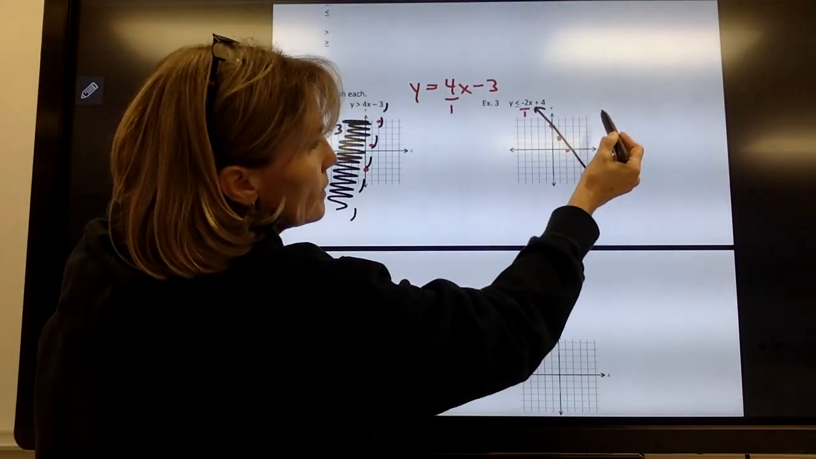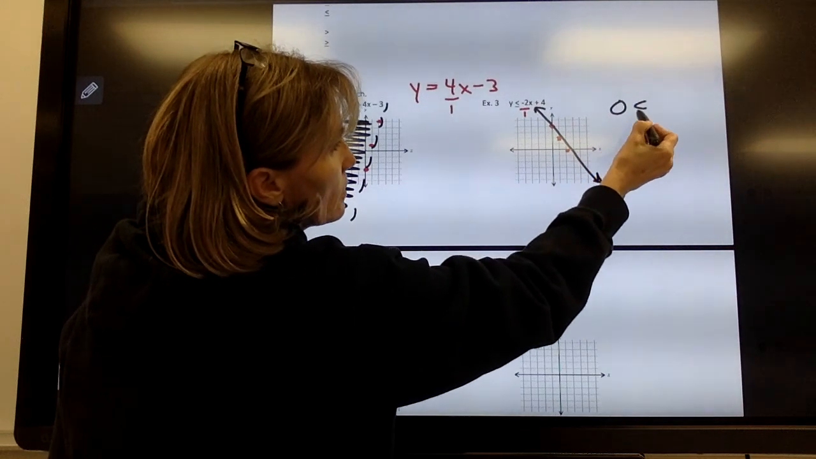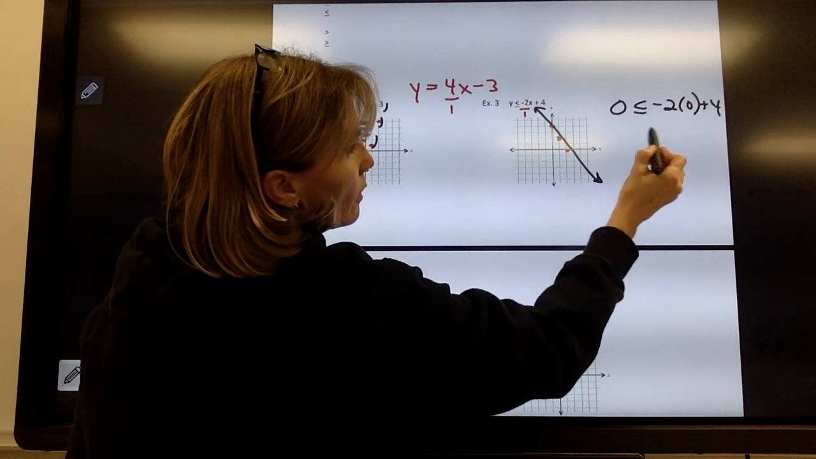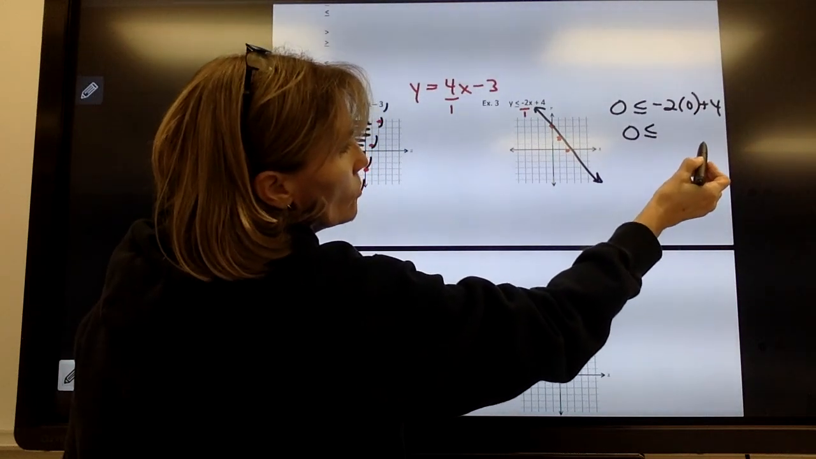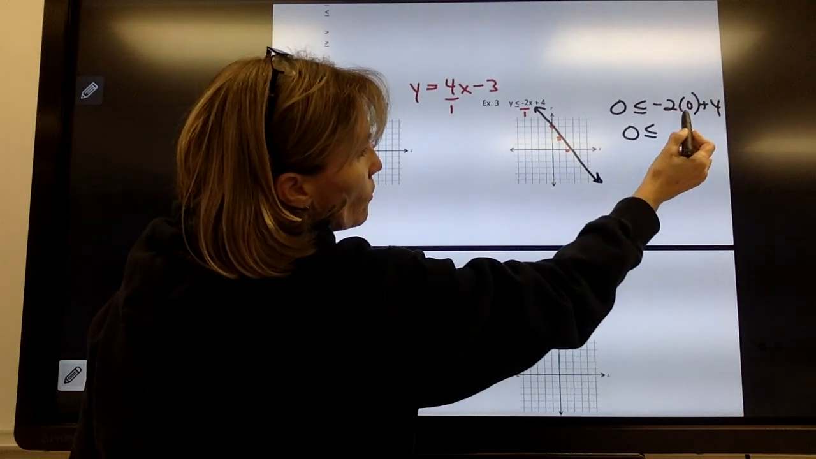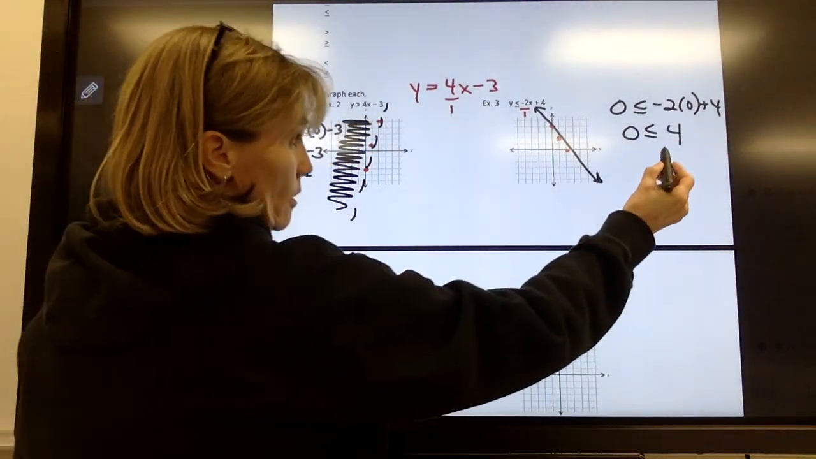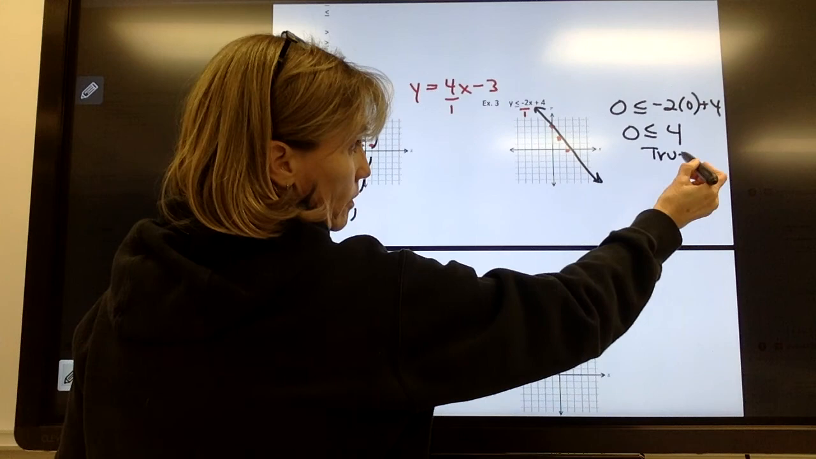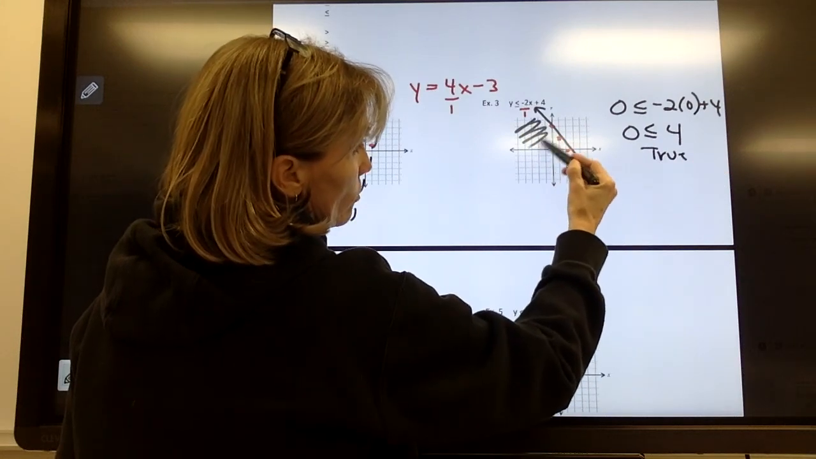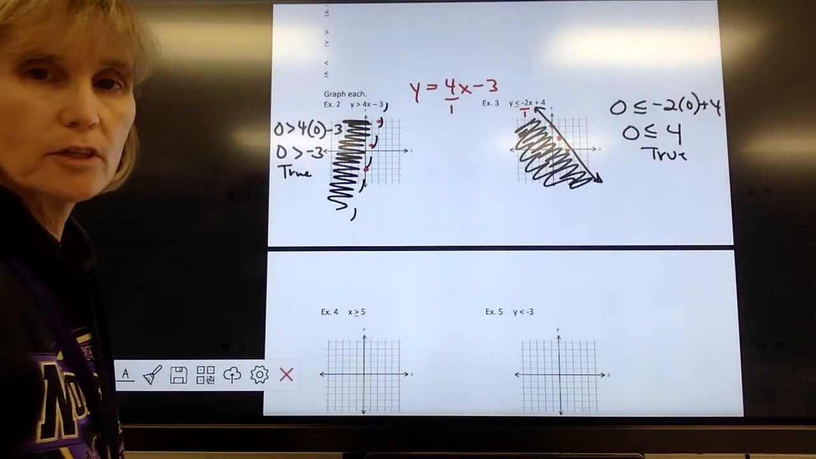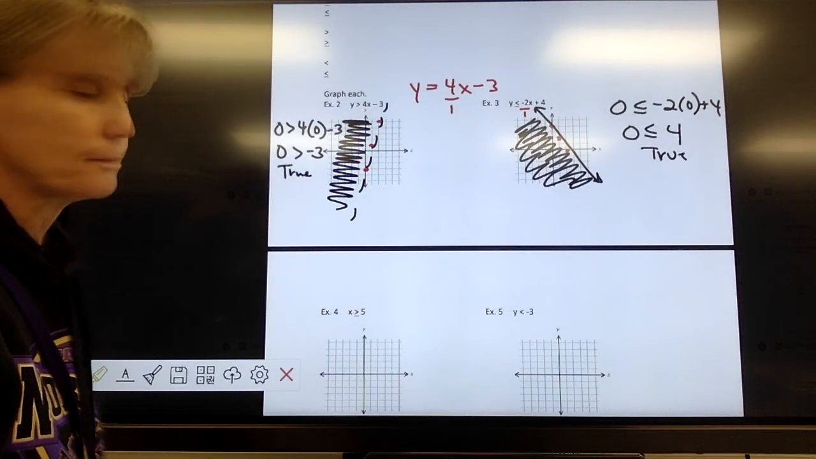Okay, now I've got to pick a point that's not on this line. 0, 0 again is not on the line, so I'm going to plug in 0, 0. And 0 is less than or equal to negative 2 times 0. That's 0 plus 4. Is 0 less than or equal to 4? That's true. So I want to shade the side that 0, 0 is on. All of these points over here are going to make that inequality statement true.